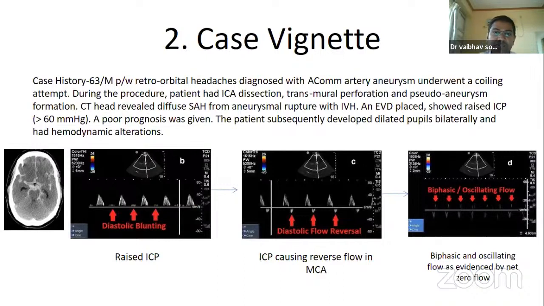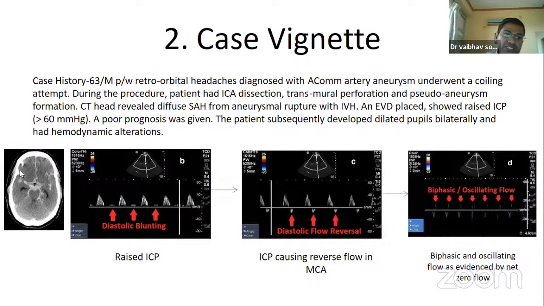CT head revealed diffuse SAH from the aneurysmal rupture with IVH, and an EVD was placed, which showed a raised ICP of more than 60 mm of Hg. A poor prognosis was given. The patient subsequently developed dilated pupils bilaterally and had hemodynamic alteration.